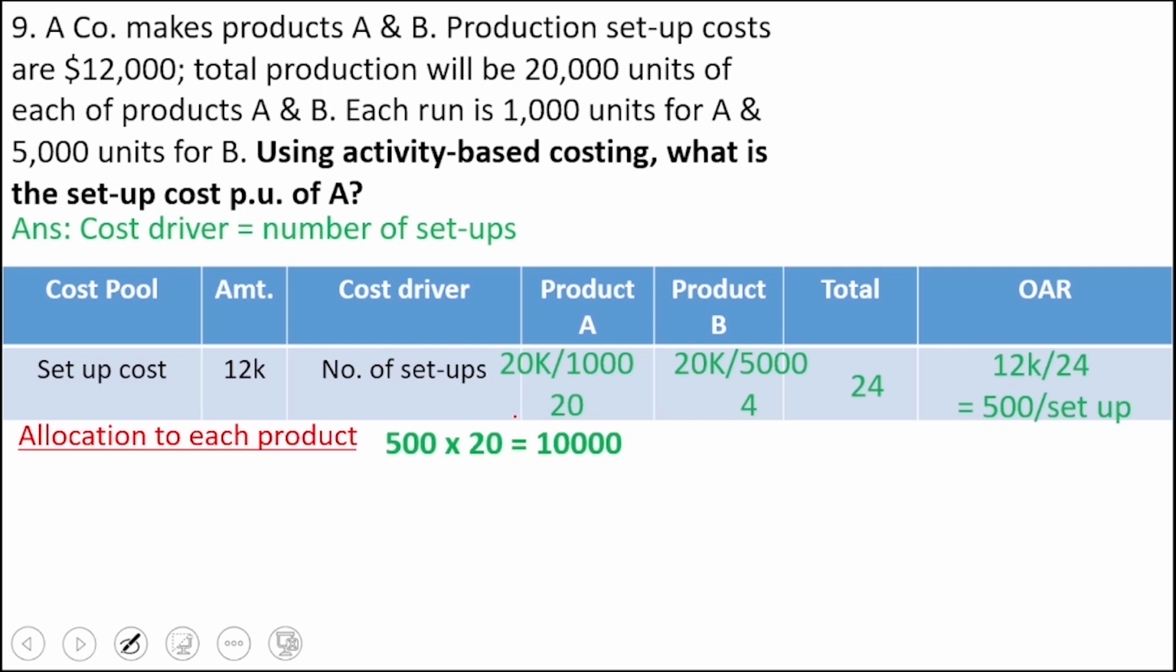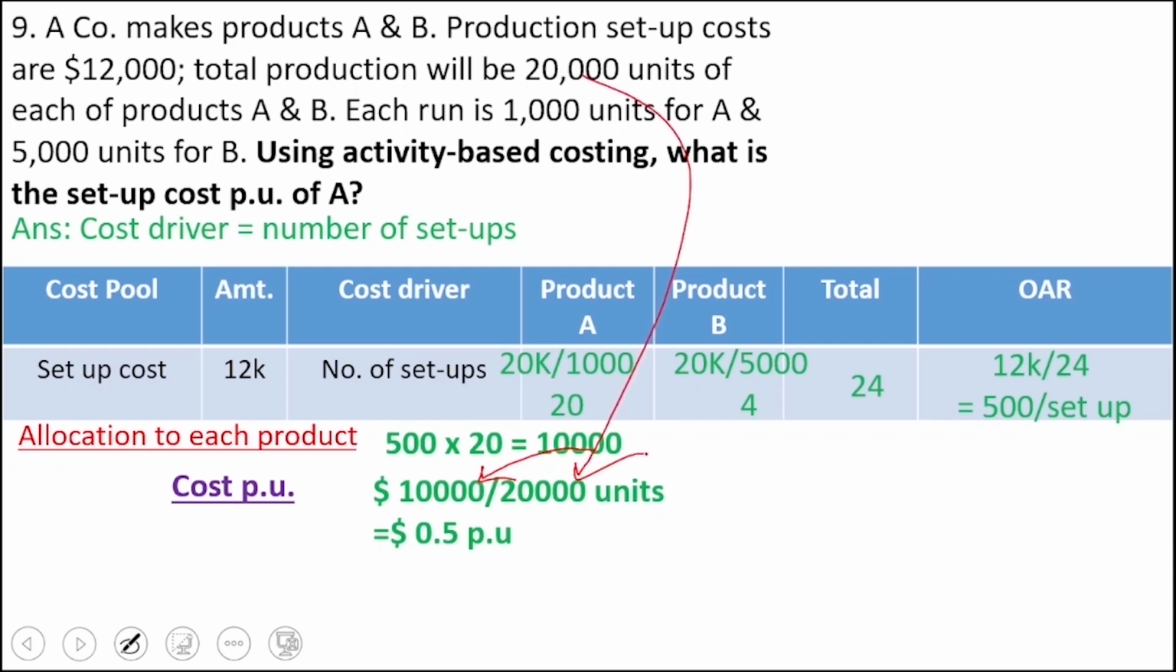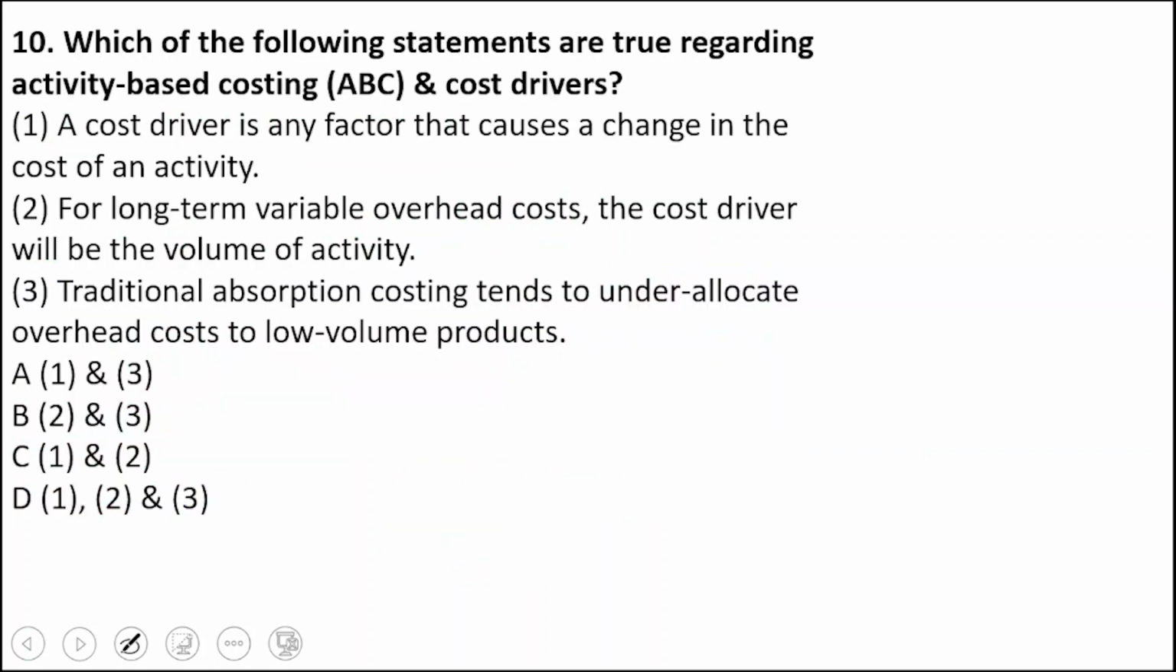Now they have asked us to find the setup cost per unit of A. So this is the total setup cost. We have to just divide it by the number of units of A, which is 20,000. So cost per unit is $10,000, which is the setup cost allocated to product A, divided by 20,000 units, which is the number of units of A. So per unit cost is $0.5. Now moving on to question number 10.